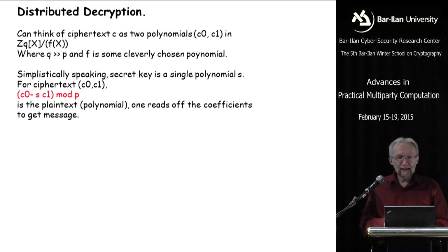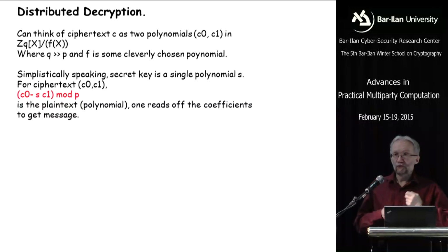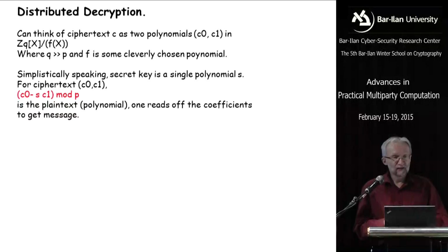So the key is also a polynomial. Call it S, with small coefficients usually. For a ciphertext (C0, C1), the plaintext is basically: you take C1, multiply by S, subtract from C0, and reduce mod P. This gives you a polynomial mod P, and you read off the coefficients of that polynomial to get the plaintext. Right? Simple enough.